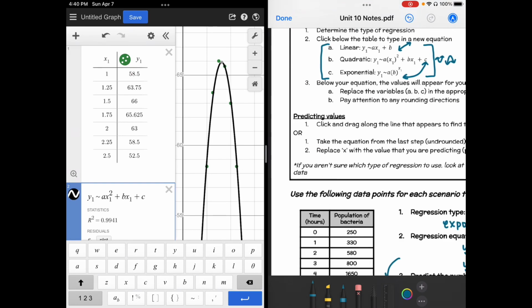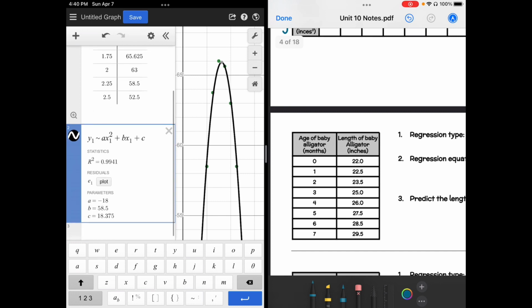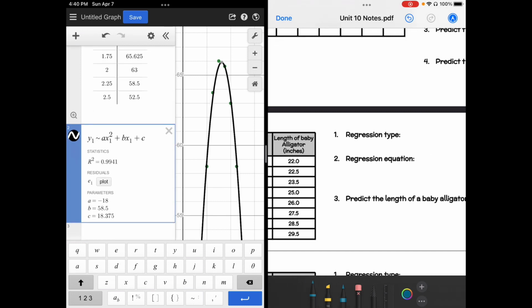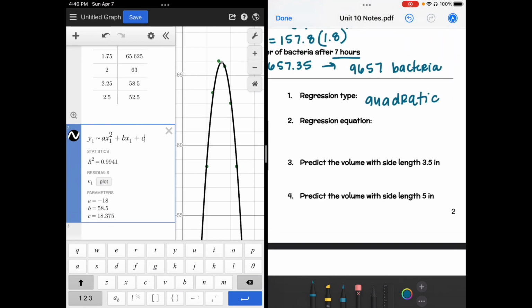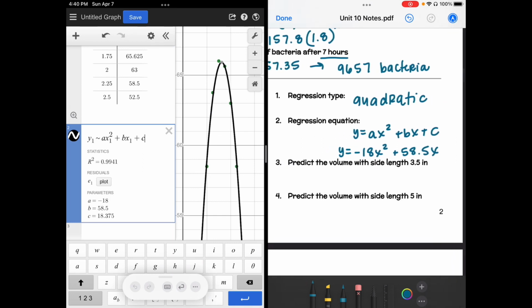Okay. And what we're going to do is write that down. So you can see that it has for r squared 0.99, so it's a good fit. So if you were questioning that, you know now that it's good. Regression equation. So it says y equals ax squared plus bx plus c. That's what we're going to fill in our a, b, and c for. So we're going to have y equals negative 18x squared plus 58.5x plus 18, I'm going to round it to one decimal place, 18.4.